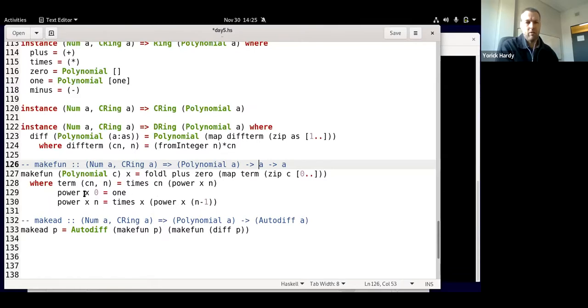The definition of power is simple. If the power is 0, then I take 1. And if the power is n, then I'll just take, again, n minus 1. Again, there are much better ways perhaps to do this, more efficient, but this is a simple definition. And so what I do is I map all those values, I fold them under addition with 0 as the initial value. And that's the whole story for polynomials.